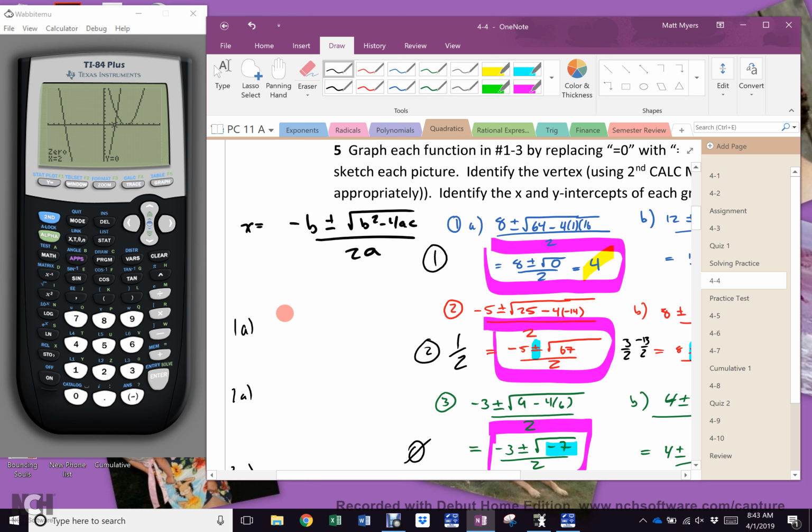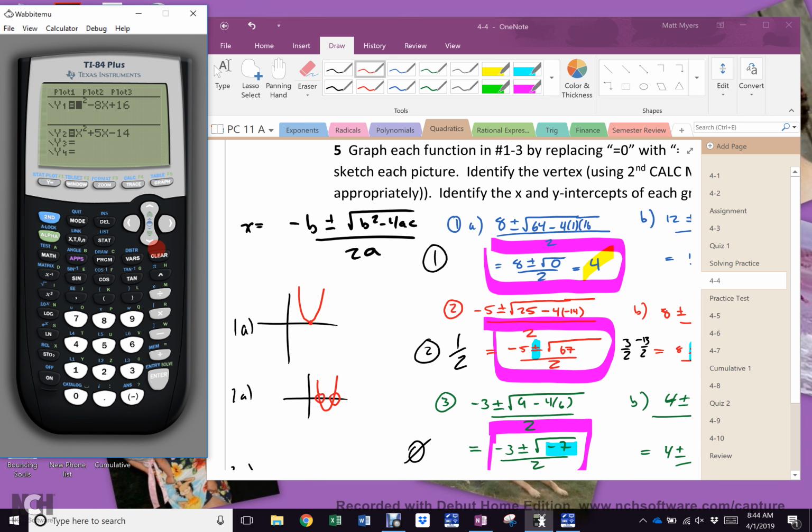So, 1A, what did the graph look like? It bounces off the x-axis, and it hits it just that one time. For number 2, what's it going to look like? It hits the x-axis twice. Right? Now let's graph the third one.